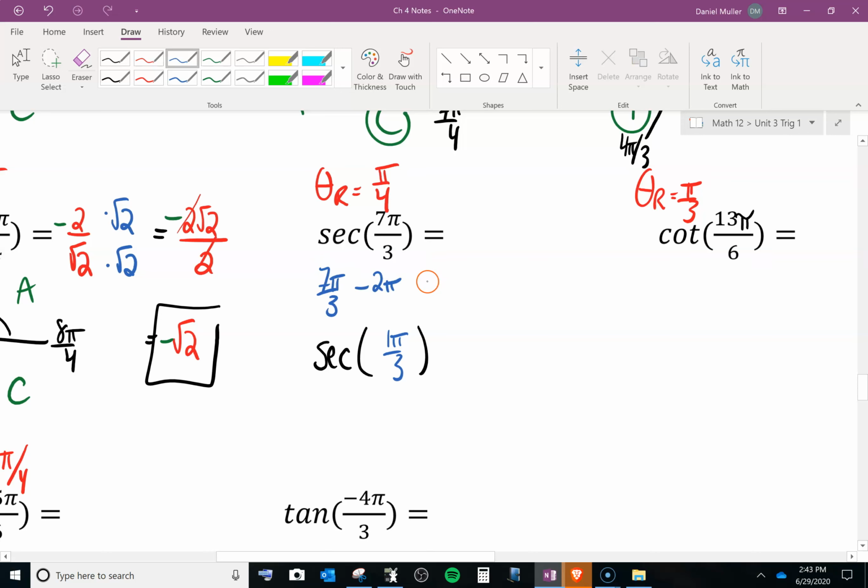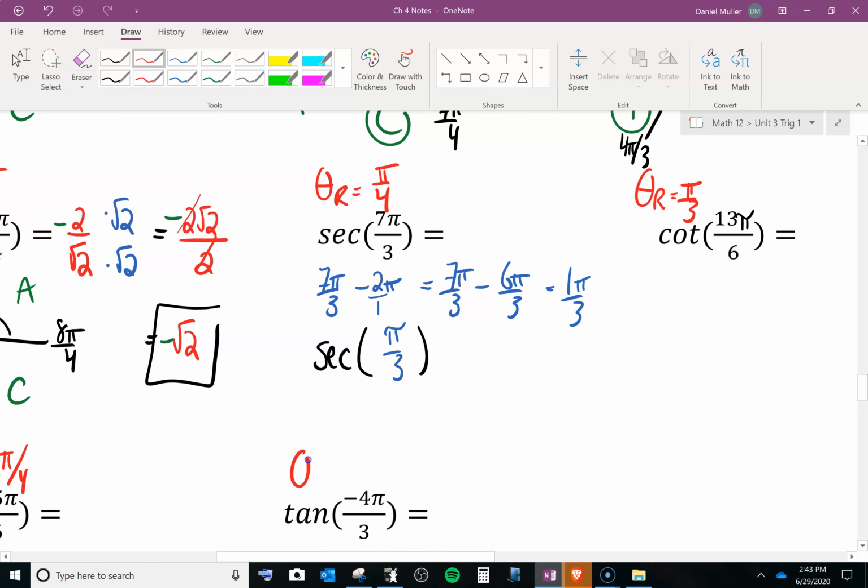Because we want to add or subtract 360 degrees. I'm subtracting it. So I actually have 7 pi over 3 minus 6 pi over 3. That's 2 pi, getting a common denominator, so timesing by 3, timesing by 3. And then this is a 1 pi over 3. So I'm actually finding secant of pi over 3. So the same thing now applies. This is my new question.